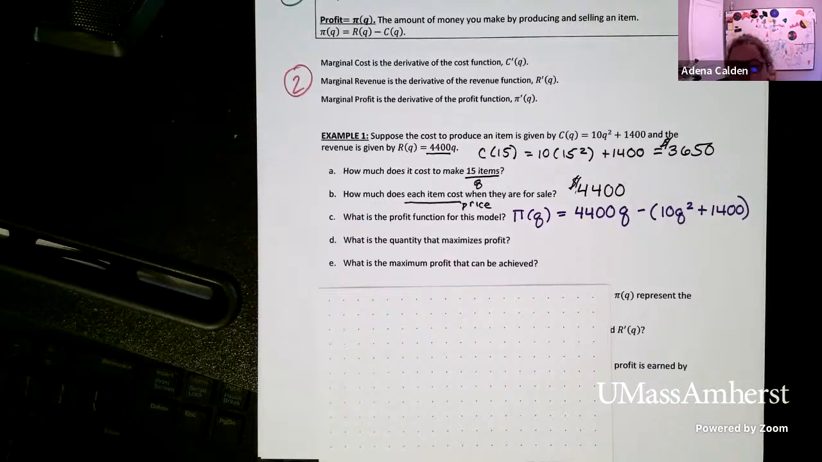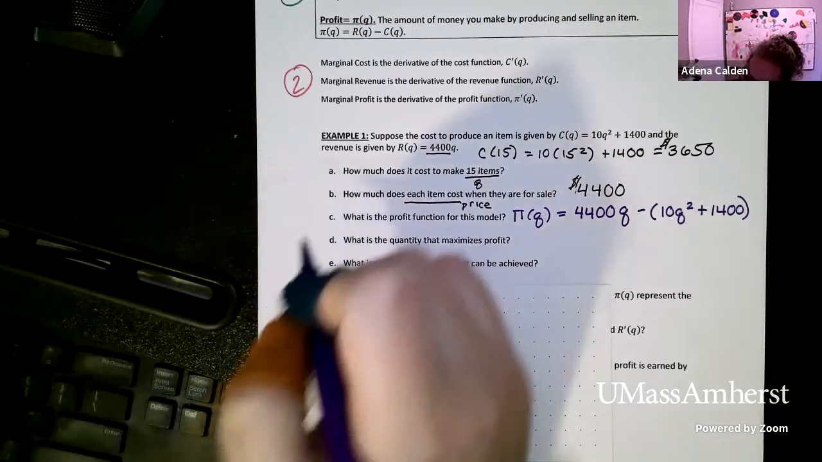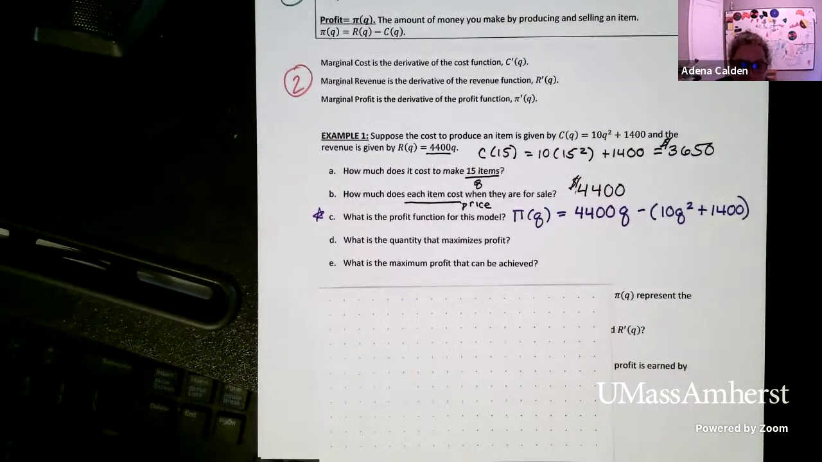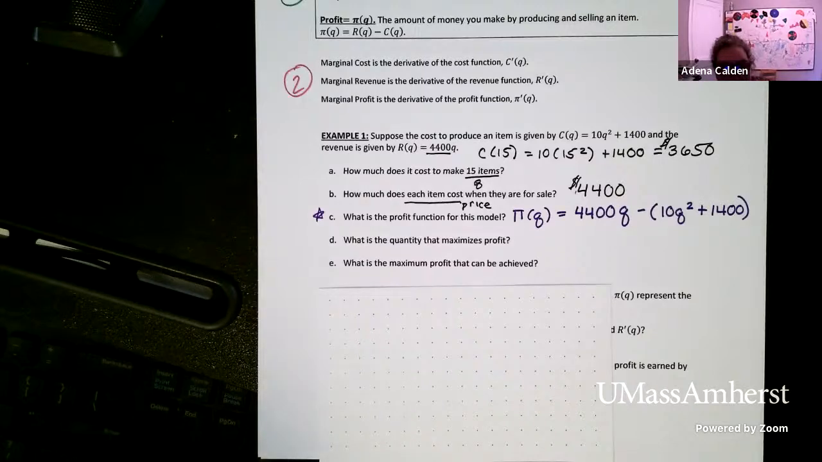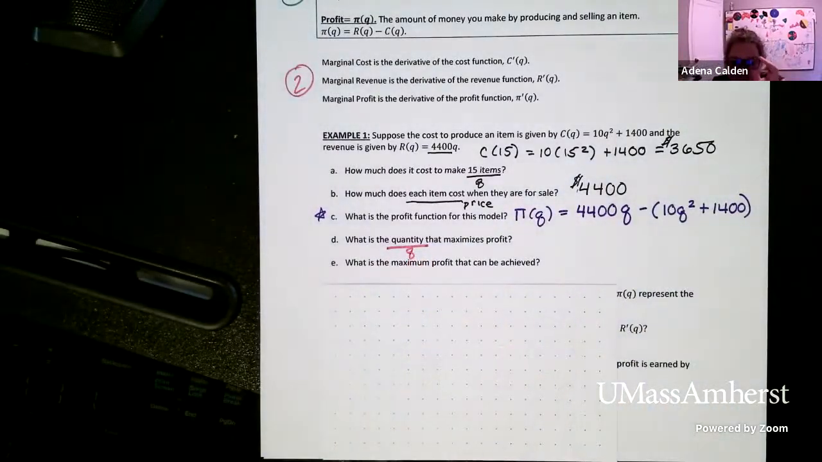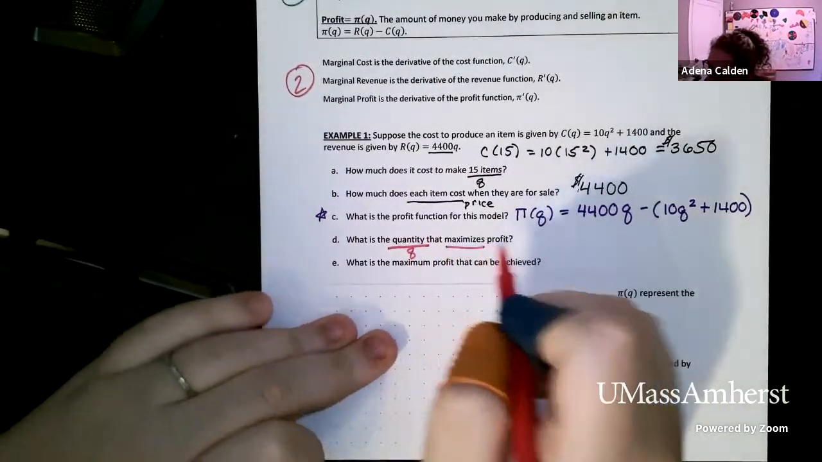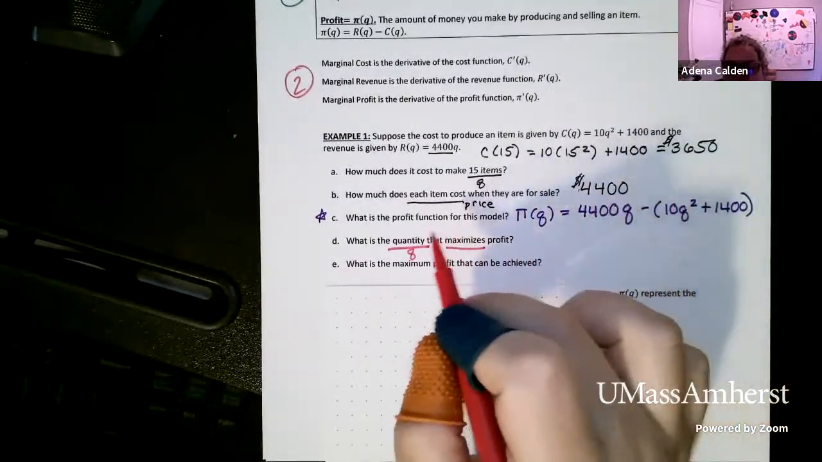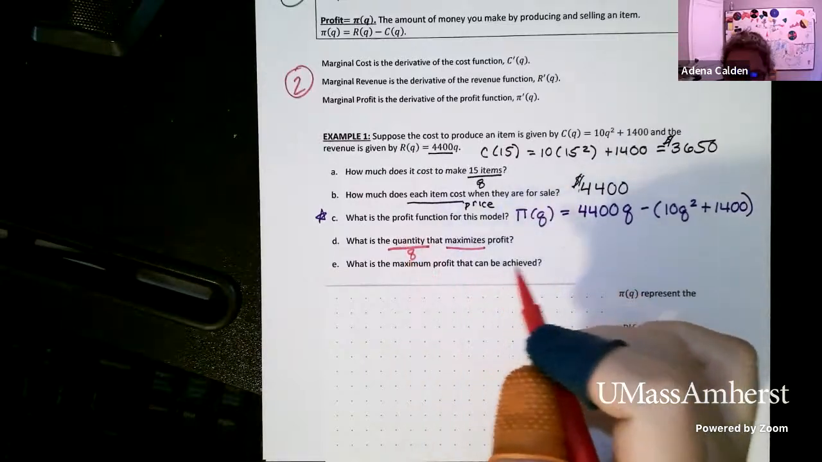Okay, so we've set up the profit function, and that setup is what's going to allow us to answer parts D and E. So part D says, what is the quantity that maximizes profit? Okay, so we're looking for quantity, we're looking for Q, and we want to maximize profit. So we want to maximize this function, and our solution should be Q equals something.